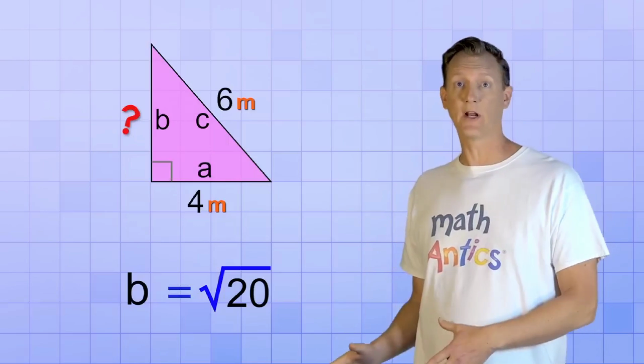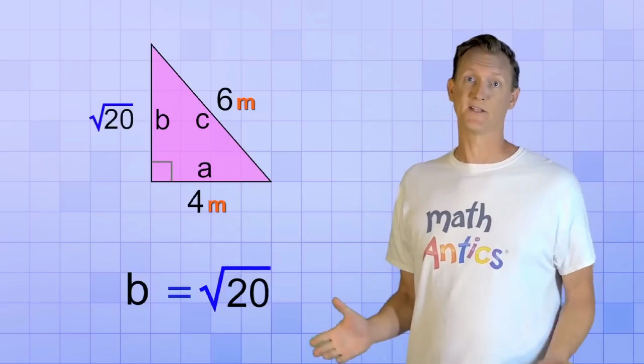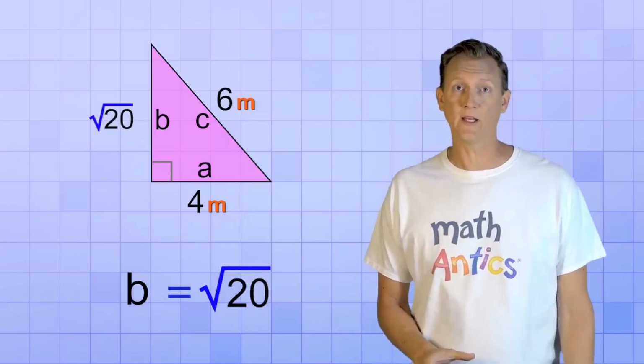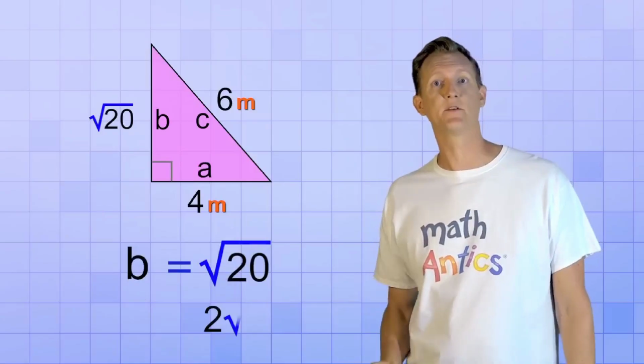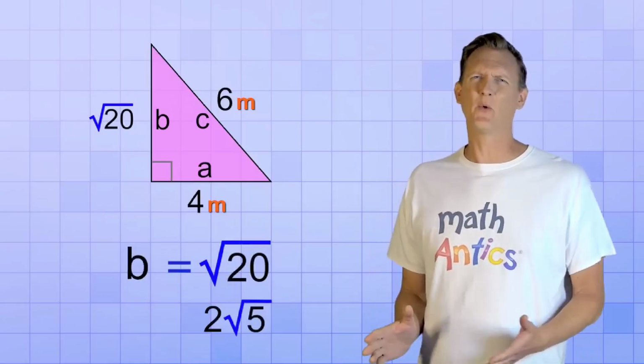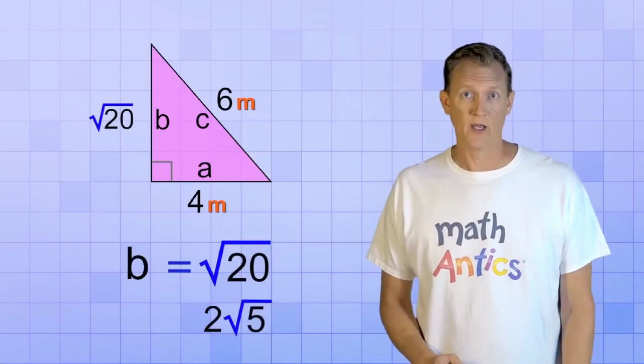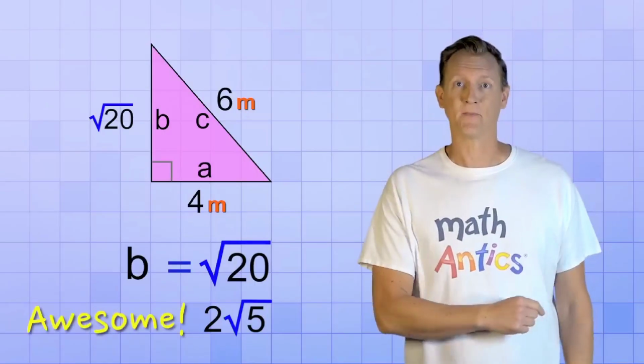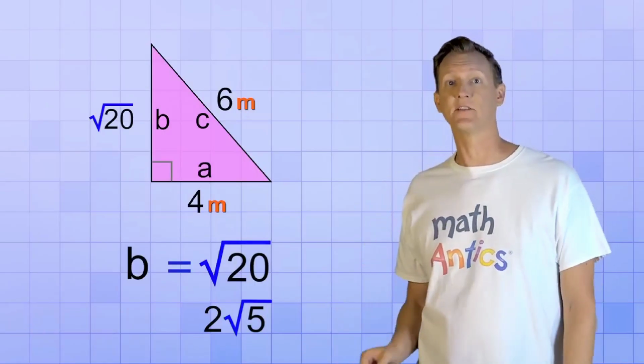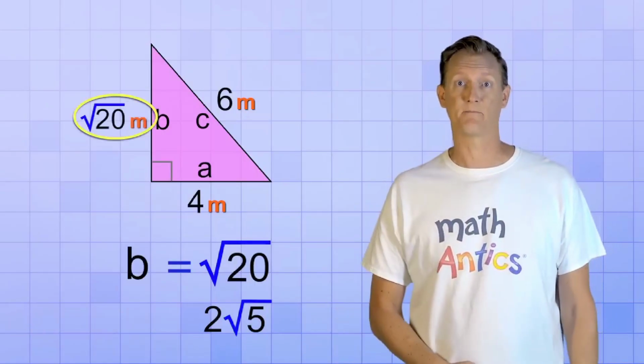Again, it's fine to leave your answer as a square root like this. And some of you may know that the square root of 20 can be simplified to 2 times the square root of 5. We're not going to worry about simplifying roots in this video, but if you know how to do it, awesome. If you don't know, just leave the answer as the square root of 20 meters.